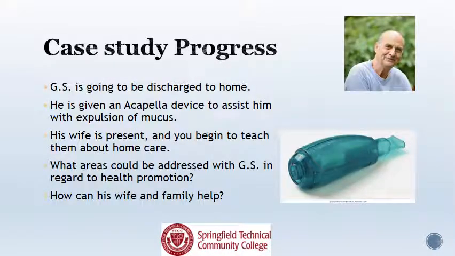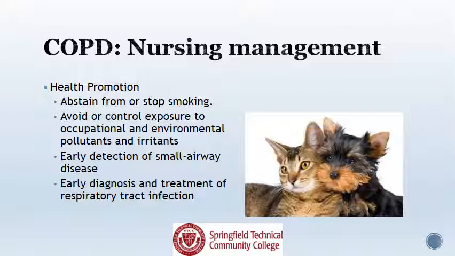So Mr. GS is going to be discharged home. He's given the little acapella there, the little avocado looking thing. It's going to assist him with expulsion of mucus. His wife is present, and you begin to teach them about home care. What areas could be addressed with GS in regards to health promotion, and how can his wife and family help?